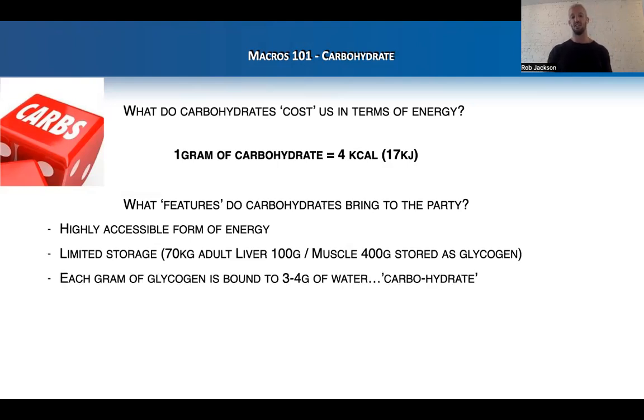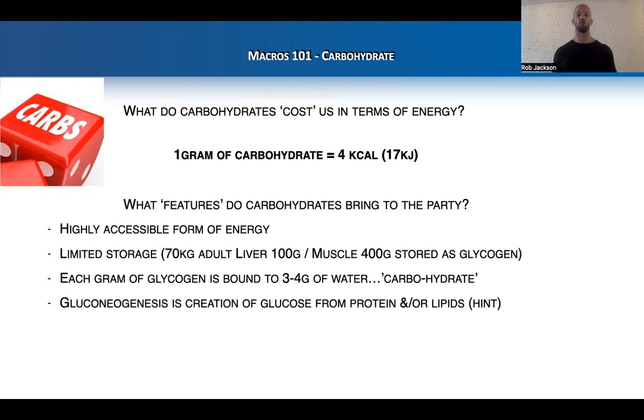Interestingly, each gram of glycogen is bound to 3 to 4 grams of water, hence the name carbohydrate, okay? The hydrate part being the water aspect. For those who have ever looked at doing a low carb diet and noticed that they dropped 1 to 2 kilos in the first week, essentially what you've done is you've reduced your storage of glycogen within the muscles, let's say by 300 grams, times that by 3 to 4 because of the water that was lost with it. And there's 1 point something kilos of weight loss very quickly. That's not fat loss.